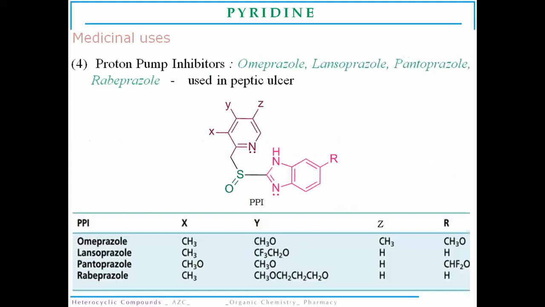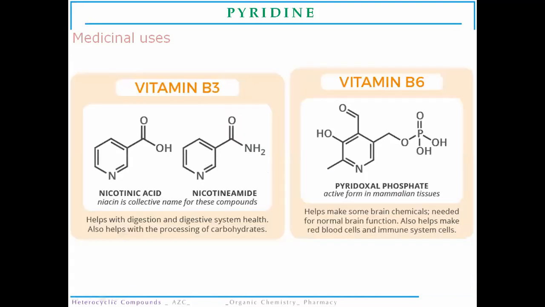Some of the proton pump inhibitors, that are antacids, also contain the pyridine ring, that is omeprazole, lansoprazole, pantoprazole, and rabeprazole. So these are all proton pump inhibitors which contain a pyridine ring in their structure. These are some of the structural compounds of proton pump inhibitors which are used as antacids: omeprazole, lansoprazole, pantoprazole, and rabeprazole.